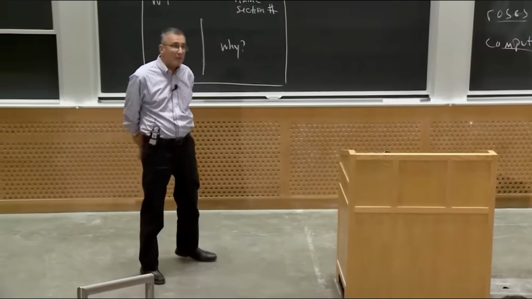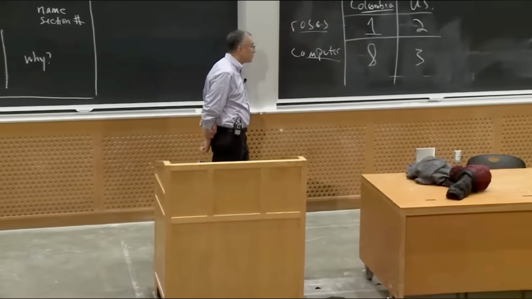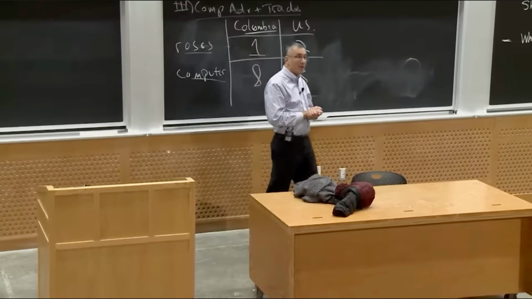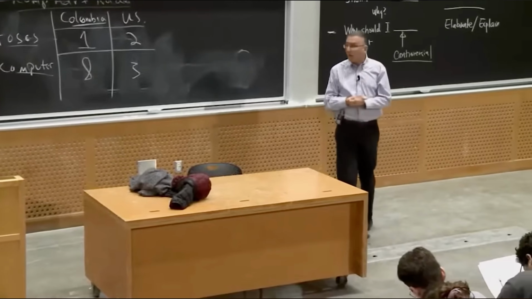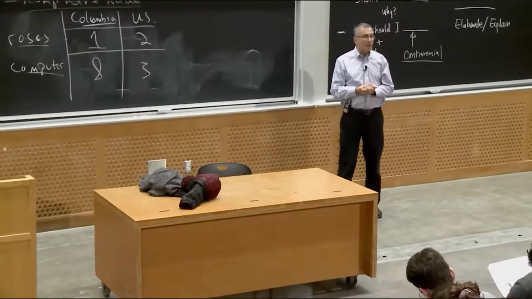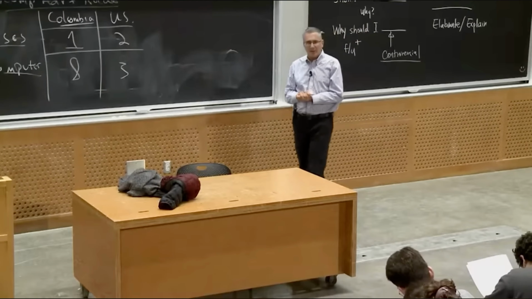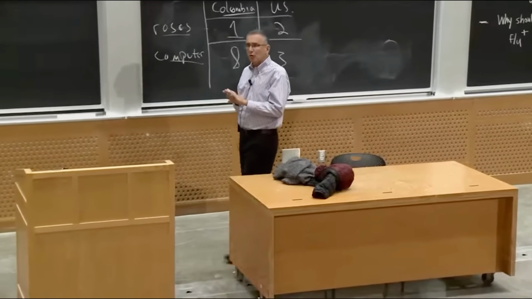One input, constant marginal cost. It's literally constant marginal product of labor. Every time you want to produce another rose, it takes 1 unit of labor in Colombia, 2 in the US. So lots of assumptions floating around here: constant marginal product of labor, 1 input, 2 countries, 2 goods.